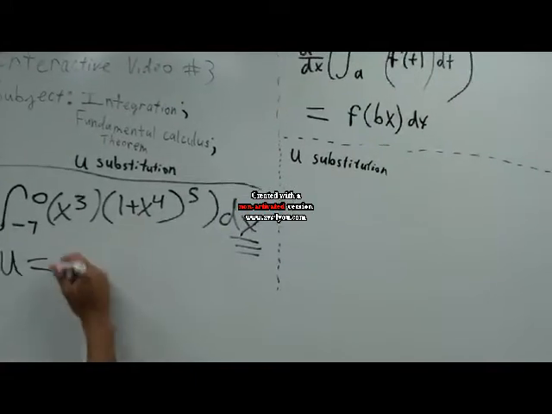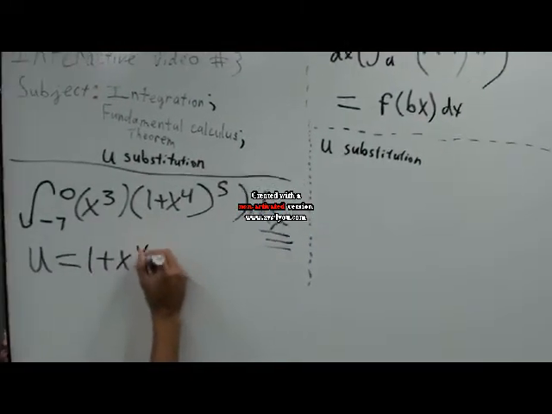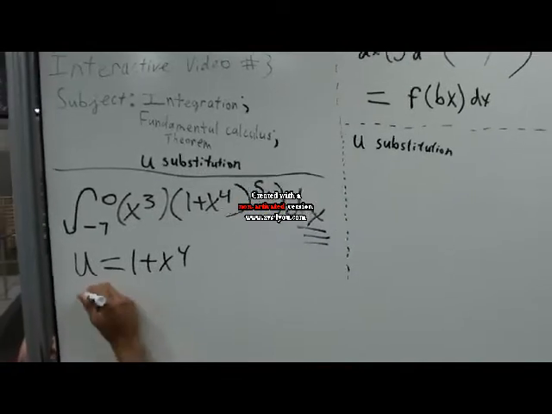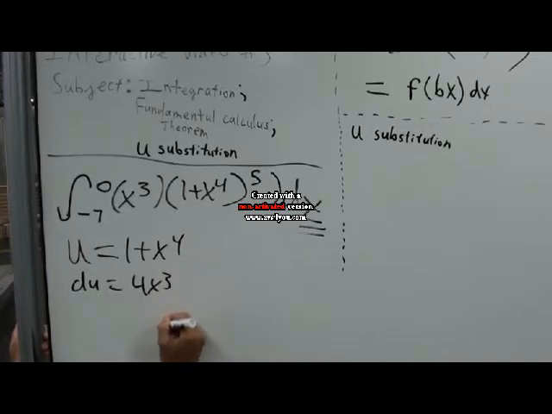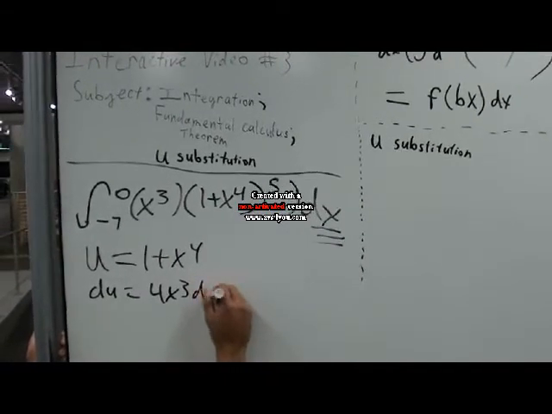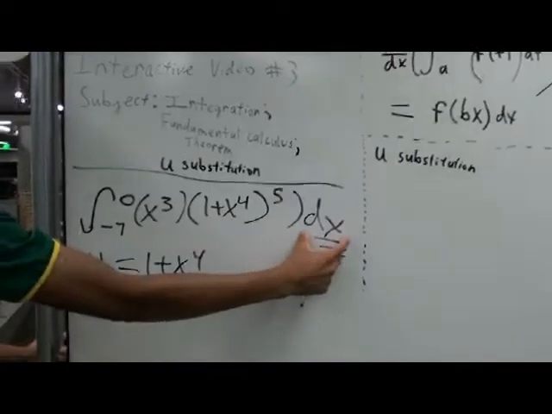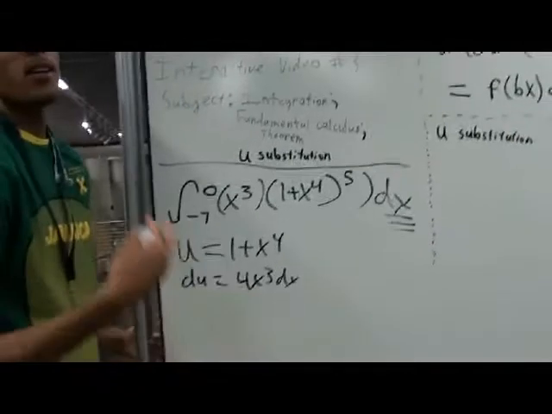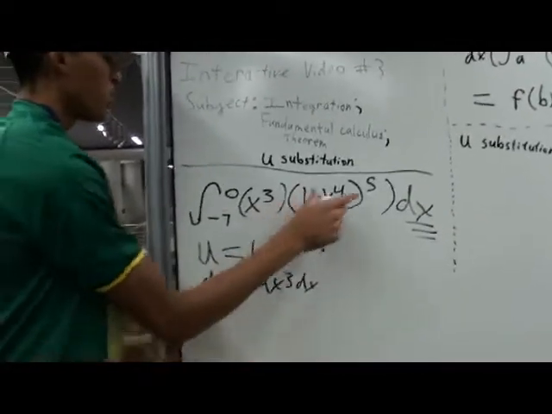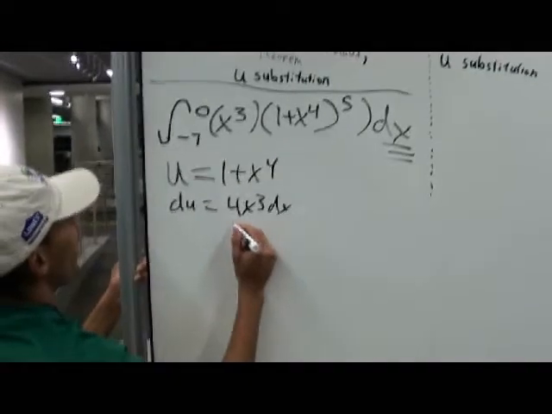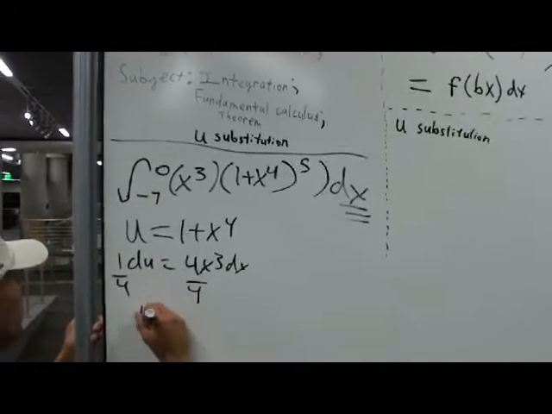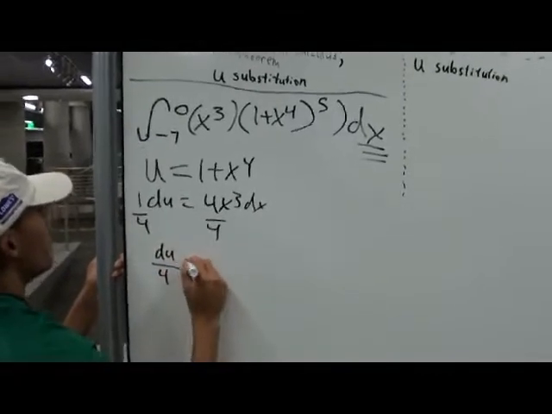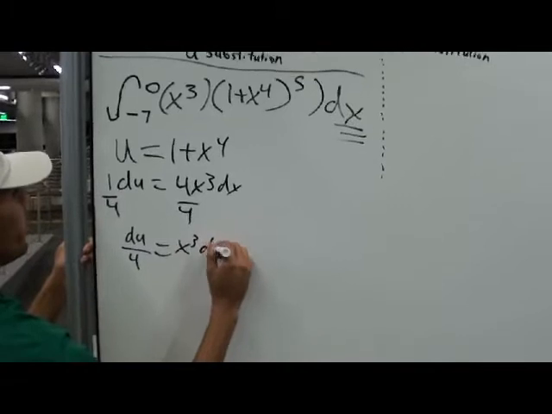We're going to say this 1 plus x to the 4th equal to u. Now we need to take the derivative, right? So our du is going to be equal to 4x cubed dx. Now we notice that there's a dx in our problem and an x cubed, but there's no 4. So we have to make sure that we can substitute completely. So we're going to divide both sides by 4, which gives us du over 4 equals x cubed dx.